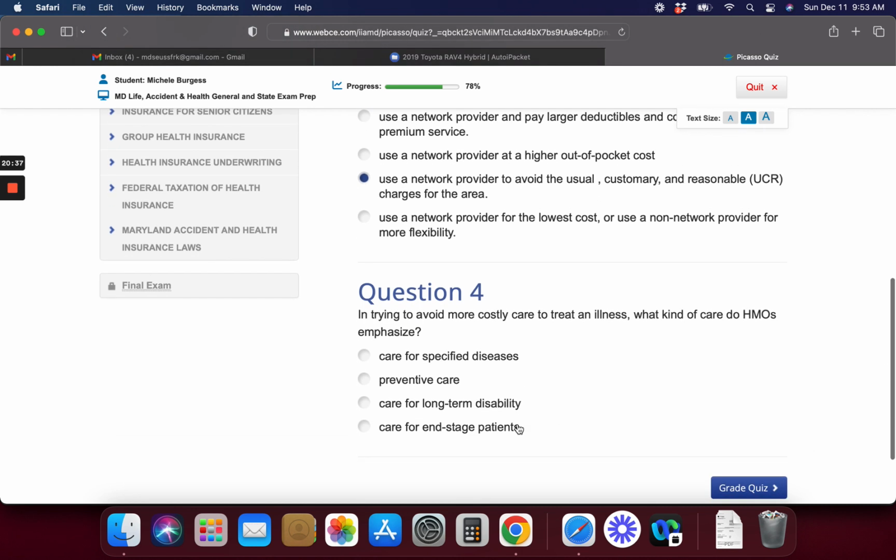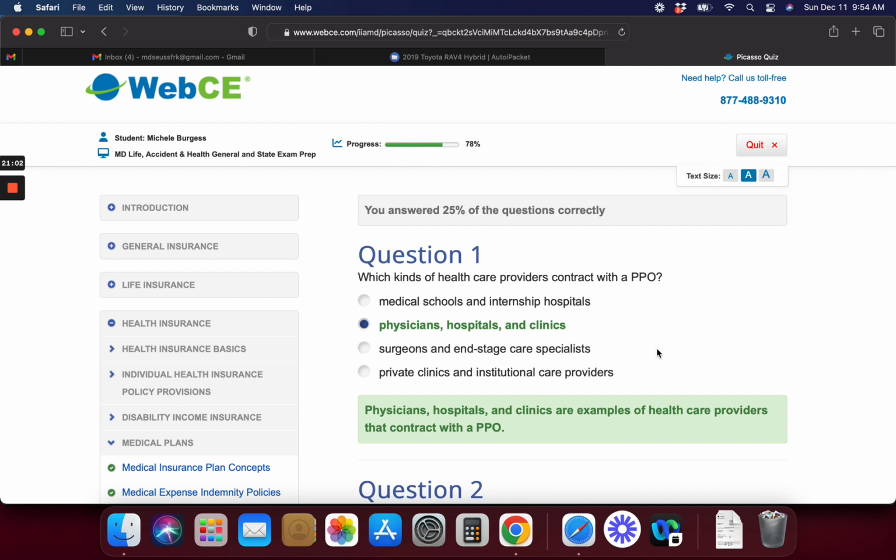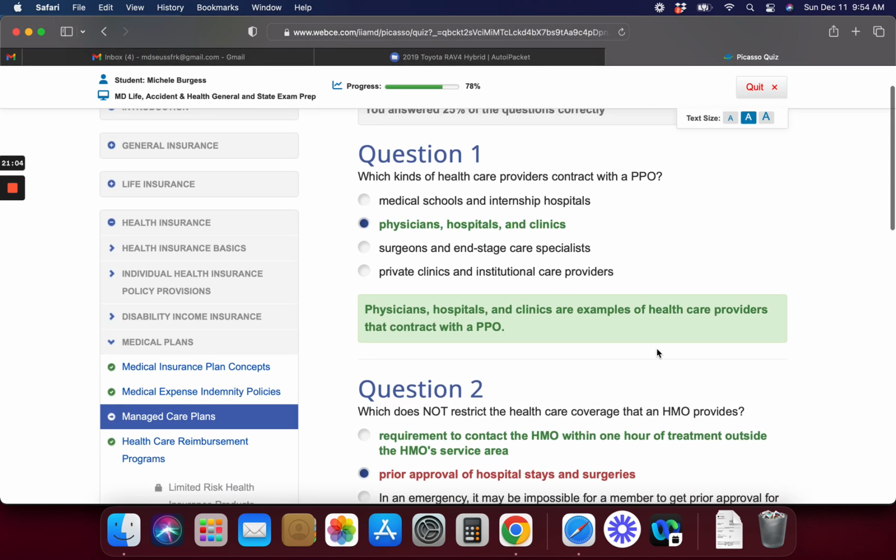And in trying to avoid more costly care to treat an illness, what kind of care do HMOs emphasize? Care for long-term disability, care for specified diseases, preventive care, or care for end-stage patients. I picked the care for specified diseases. We'll find out in a minute if this is correct. Nope. I only got 25%. I only got one question right on this.